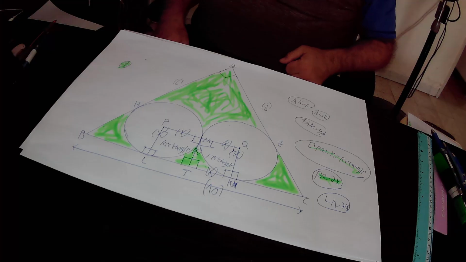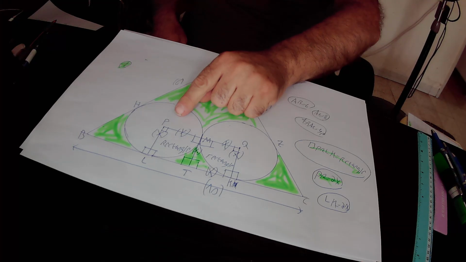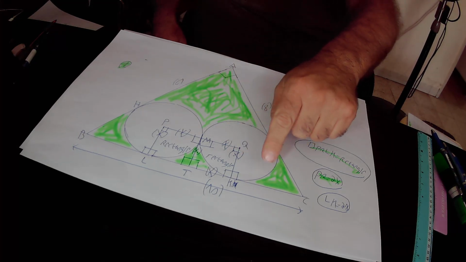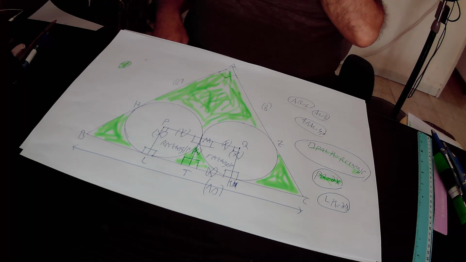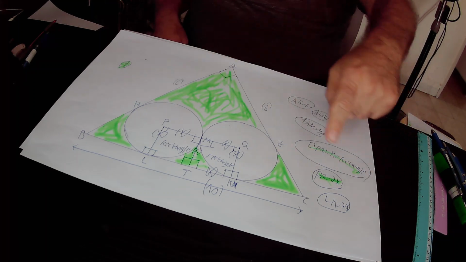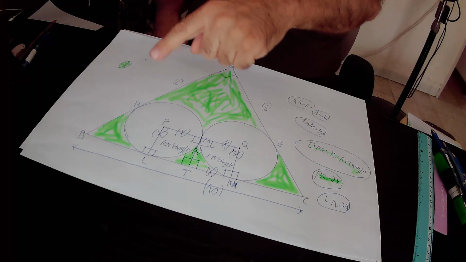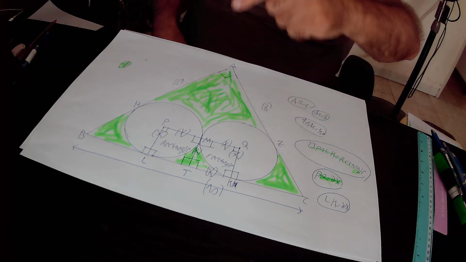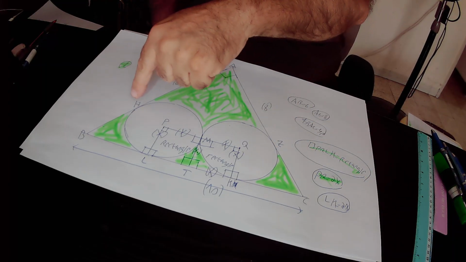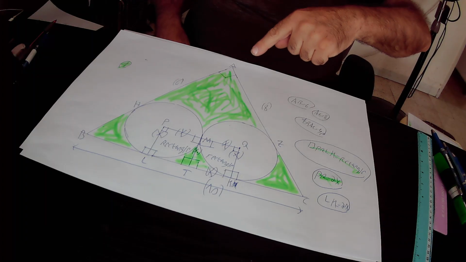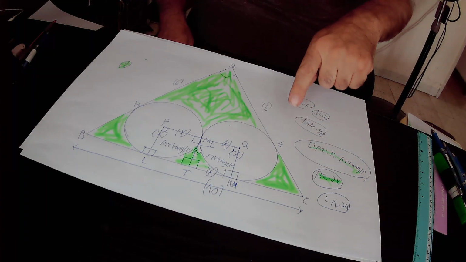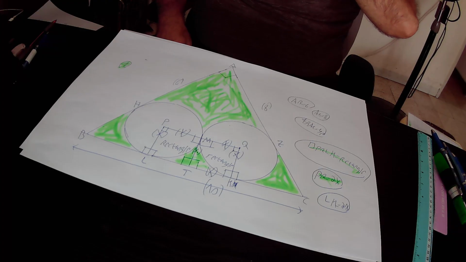In the next step, we define the center of this circle, this point is point P. We define the center of this circle, this point is point Q. We define the point of tangency of tangent BC with this circle, this point is point L. We define the point of tangency of tangent BC with this circle, this point is point K. We define the point of tangency of tangent AB with this circle, this point is point H. We define the point of tangency of tangent AC with this circle, this point is point Z.